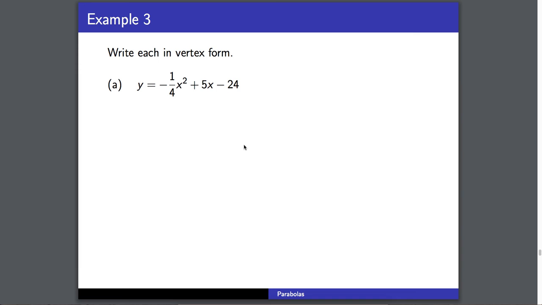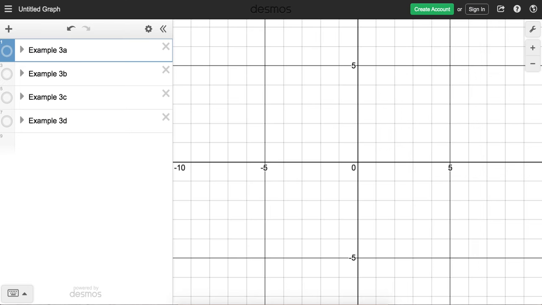So example 3, write each of the following in vertex form. We have y equals negative 1/4 x squared plus 5x minus 24. We've talked about how to do this algebraically, where we take negative b and divide it by 2 times a to get the x coordinate of the vertex, and then plug the x coordinate of the vertex into the expression to get the y coordinate. And that's all well and good. However, we also have technology to help us out.